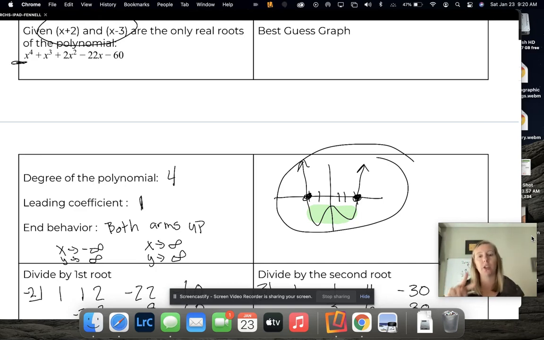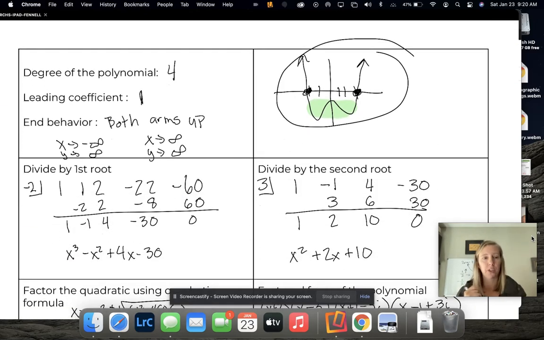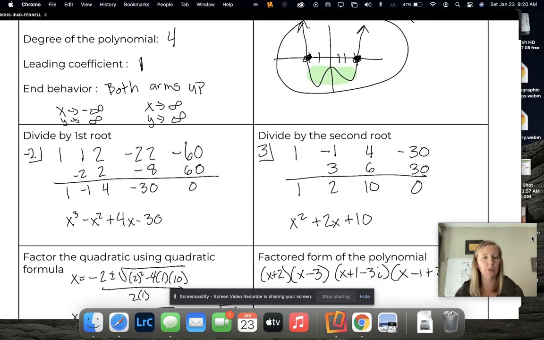So we're looking for the 2 complex roots because they're not real numbers, right? They don't actually cross the x-axis. Okay, so we first need to divide by the first root, which was x plus 2. So negative 2 is the actual intercept there. So I'm going to use synthetic division, list out all my coefficients, and then do the process of synthetic division.